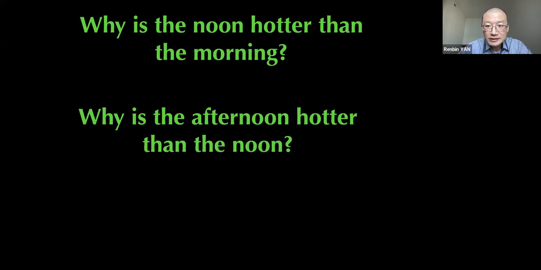What about this? Why is the afternoon hotter than the noon? Usually the temperature doesn't reach its maximum at noon time, right? You said the direct sunlight gives you a hotter temperature, but in the afternoon, the sun has moved slightly lower in the sky. It's not as high as it is at noon. But why is the afternoon usually hotter than the noon? Someone said heat radiation. Shui said heat radiation from the ground.